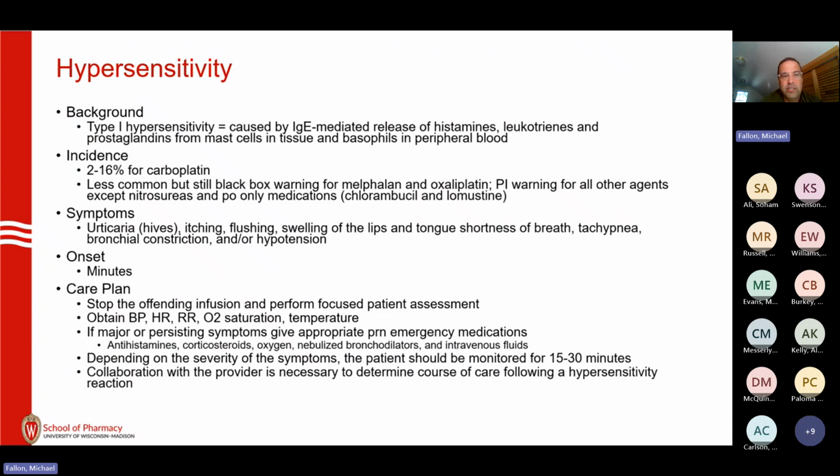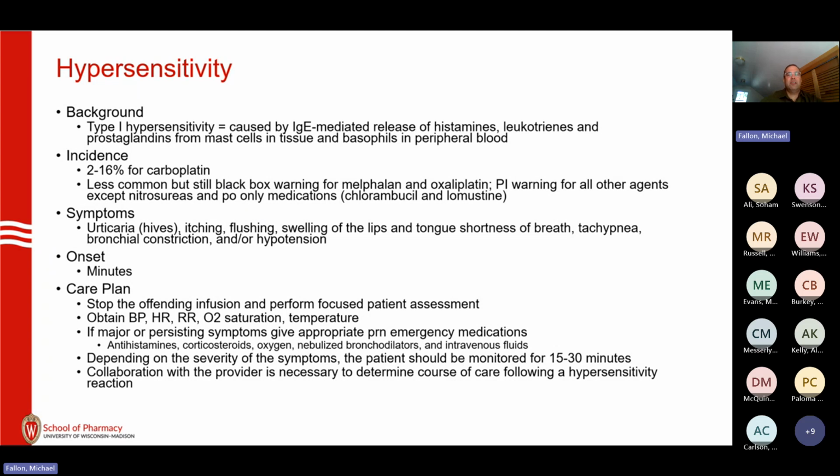Now, hypersensitivity, we mentioned, I think it was 11 or 12 of the 15 drugs are associated with that. So it really is IgA-mediated release of histamines, leukotrienes, prostaglandins, and it happens quickly, usually within minutes, 15 minutes I'd say at most, for most of the drugs. Carboplatin is the most common by far that we'll see this in. So the symptoms are the classic hypersensitivity adverse effect, IgA mediated: flushing, itching, urticaria, swelling.